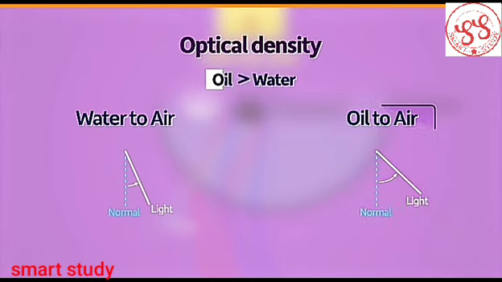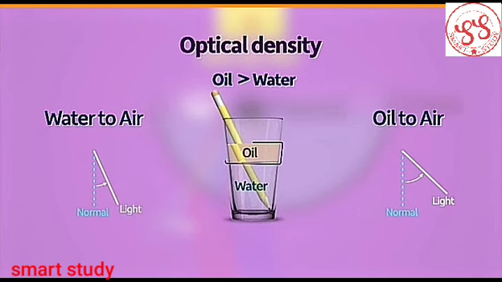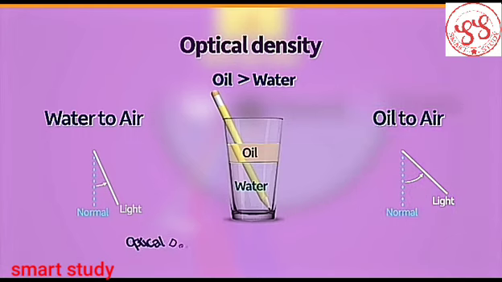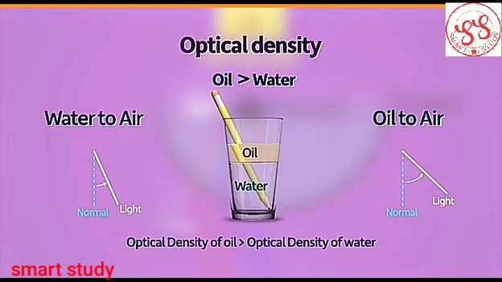And this is the reason why the portion of the pencil inside the oil appears further apart from the actual position than the portion inside the water. The light bends more when traveling from oil to air than it does from water to air. And the simple reason is because the optical density of oil is more than that of water.